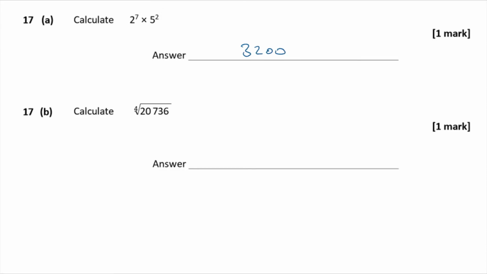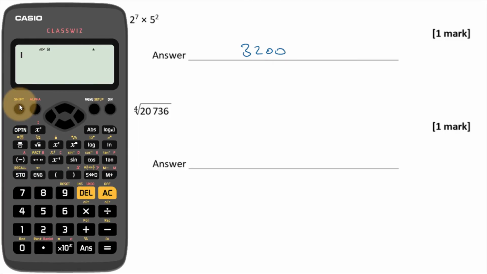Okay, and then the next question is asking for the fourth root of 20,736. Now I need to have the root button. It's the one there above the power button. I'm going to have to press the shift key to get it. Can you see there's a little box in the top left corner? I've got to put the 4 in there, and I'm going to have to press the right arrow to come into the other box, and then I'm going to type in the 20,736. And that comes out to be 12.